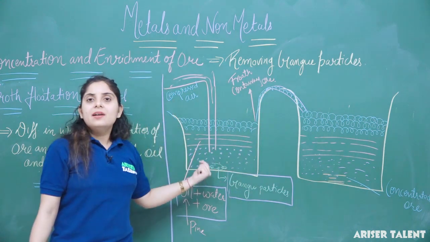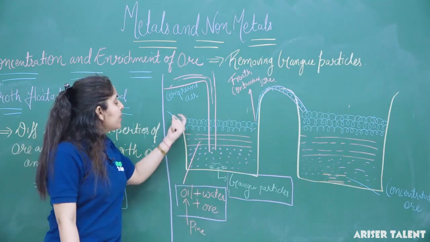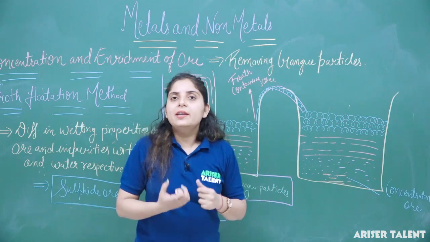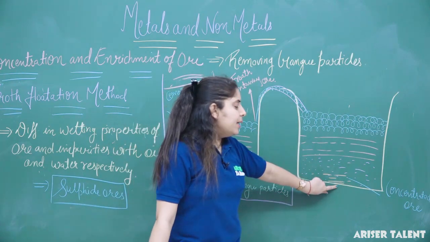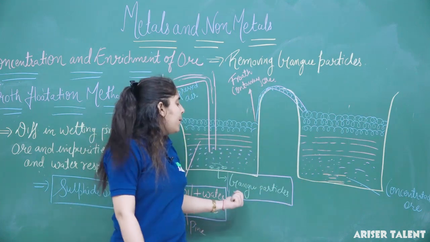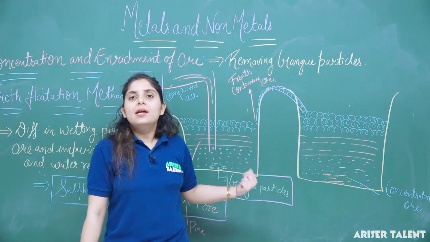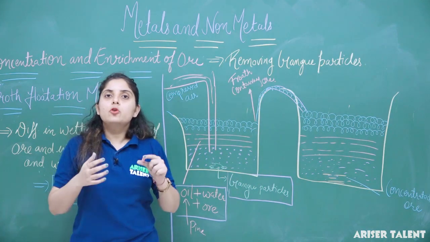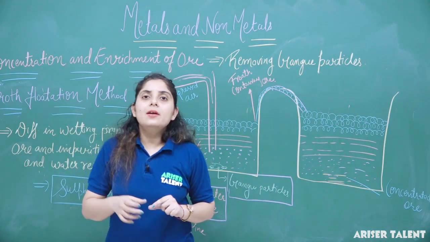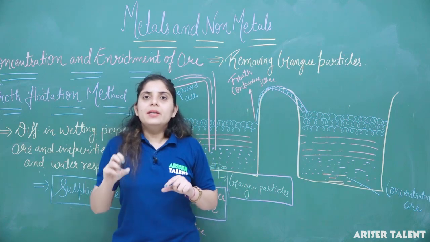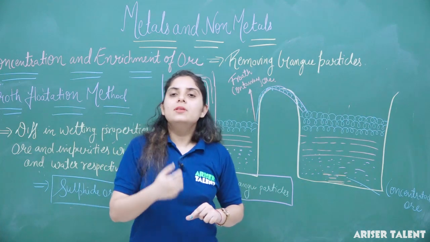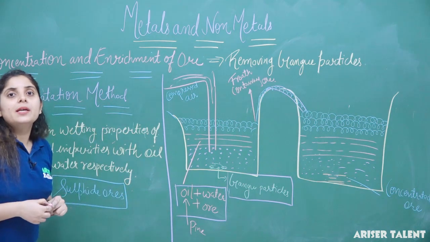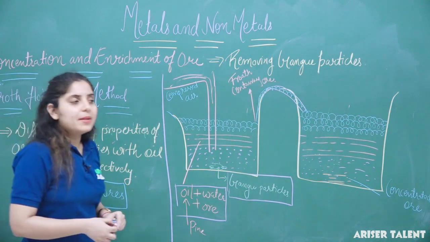The gangue particles settle at the bottom of the container, and after compressing air we can see that the concentrated ore which we needed is separated here, and the gangue particles are settled at the bottom of the container. So this is the main criteria for the Froth flotation method, and if the question is asked, we have to write the principle, second the diagrammatic representation, and the actual working of this method. I hope this topic has been clear to you, so you can copy it from here, and we can proceed to our next method.